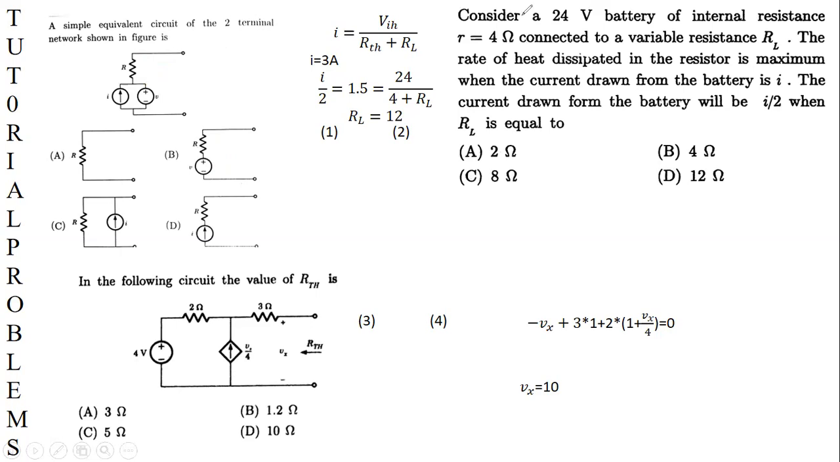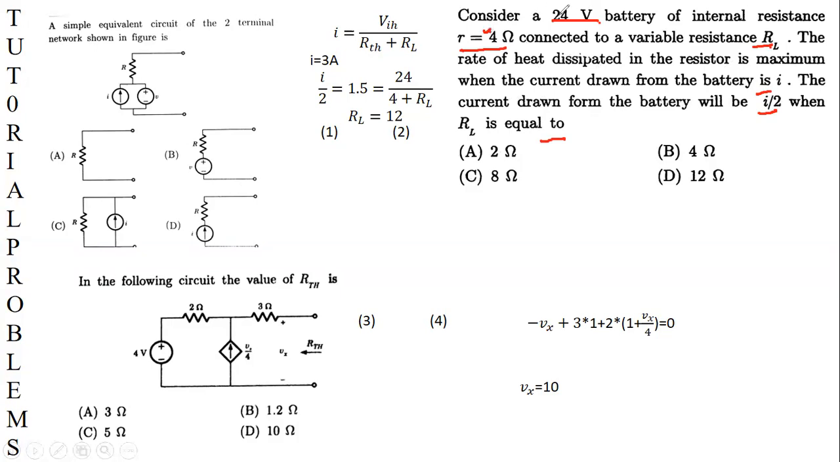In the second question, a 24-volt battery of internal resistance R equal to 4 ohm is connected to a variable resistance RL. The rate of heat dissipated in the resistor is maximum when the current drawn from the battery is I. The current drawn from the battery will be I by 2 when RL is equal to what? The battery is 24 volt with internal resistance 4 ohm.